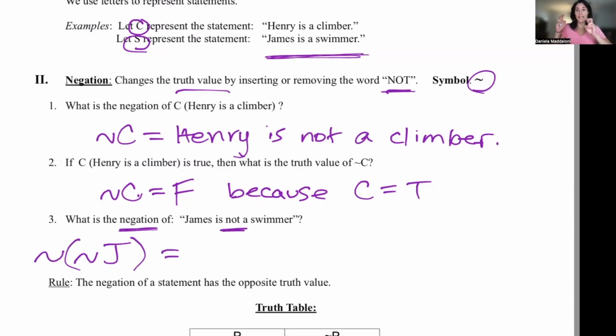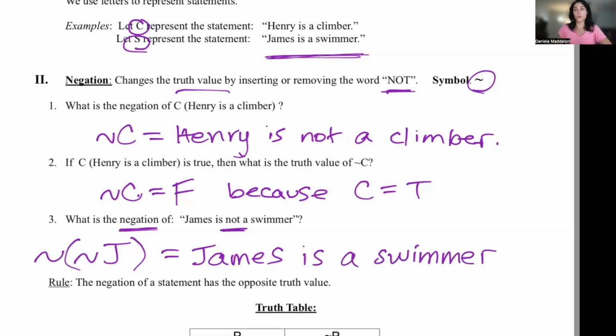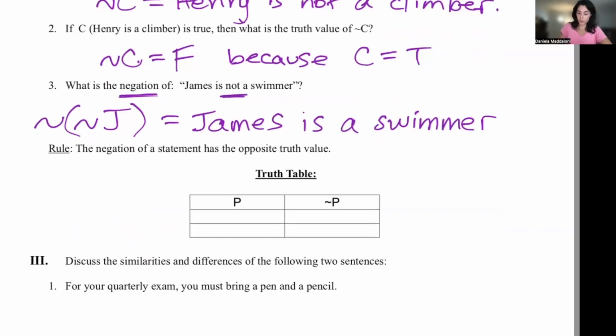In other words, the not kind of cancels out. So think of just opposite. James is a swimmer would be the negation of that. Think of it like algebra, negative 2 would turn to positive 2. So the opposite of James is not a swimmer is James is a swimmer. That's why it says up here, you're going to either insert or remove the word not. In this case, we removed the word not. So right here, the rule is the negation of the statement has the opposite truth value.